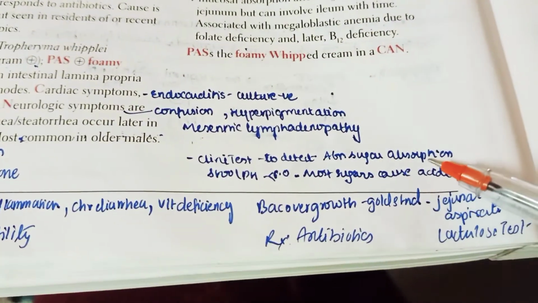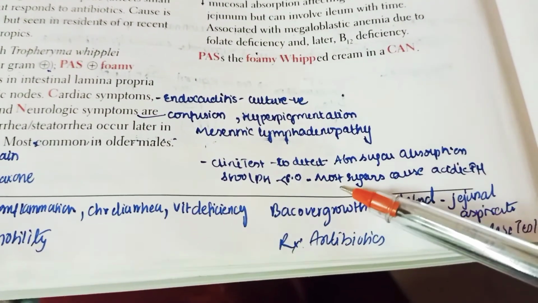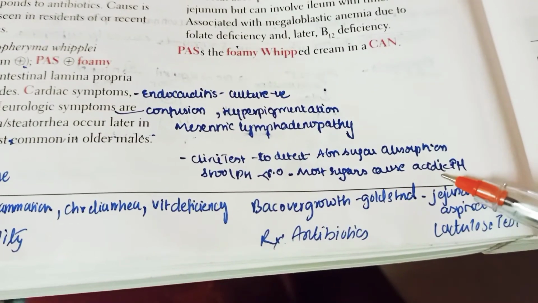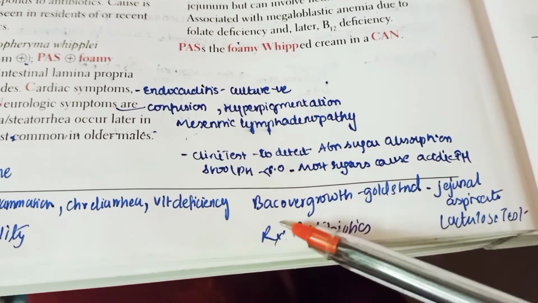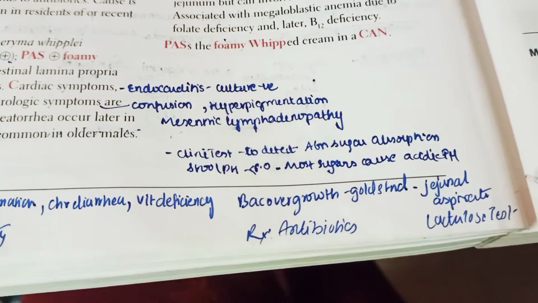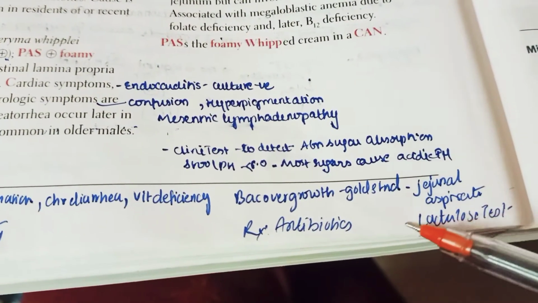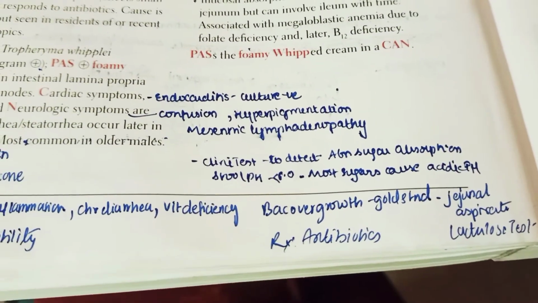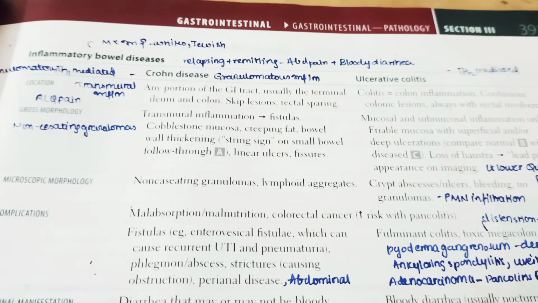Clinitest is used to detect abnormal sugar absorption. Stool pH less than 6, because most sugars cause acidic pH. For bacterial overgrowth, the gold standard is a jejunal aspirate, and we can also do a lactulose test. Treatment is to continue with inflammatory bowel diseases.